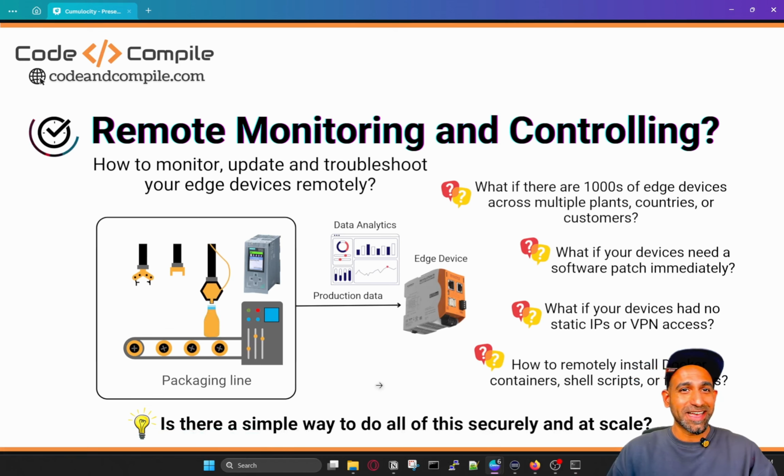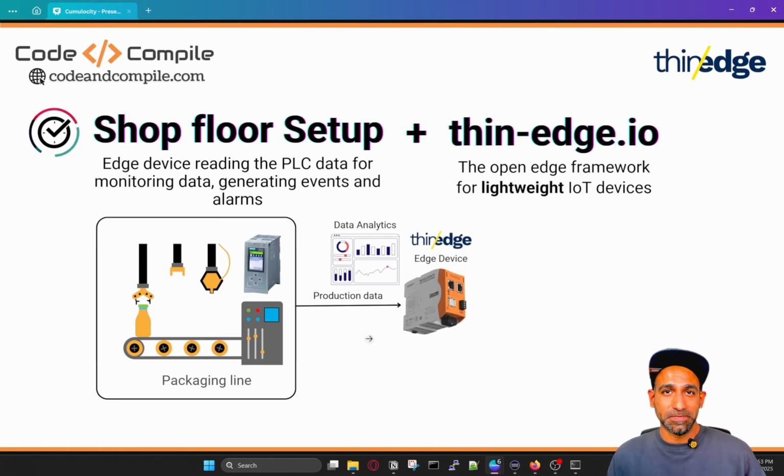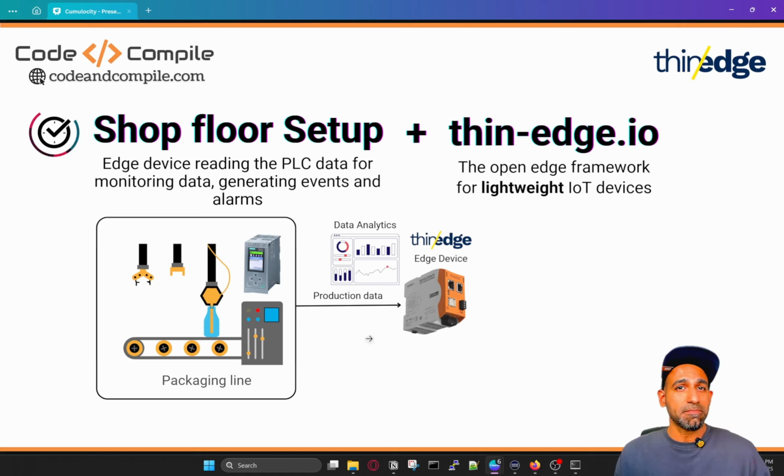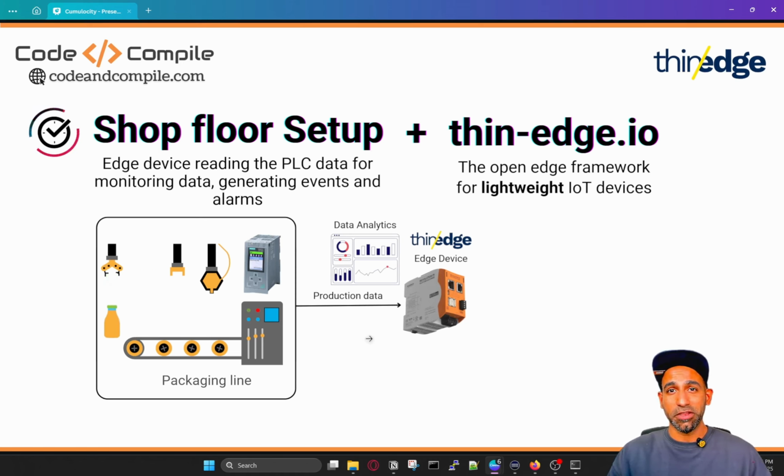If not, let me introduce you to ThinEdge. ThinEdge from Cumulocity. ThinEdge is an open edge framework for lightweight IoT devices. So if your IoT device has very little memory, it can work on that. It just needs low CPU power. It needs less than 16 megabytes of memory to install. I'm going to show you step by step how you can do that. So stay tuned in this video.